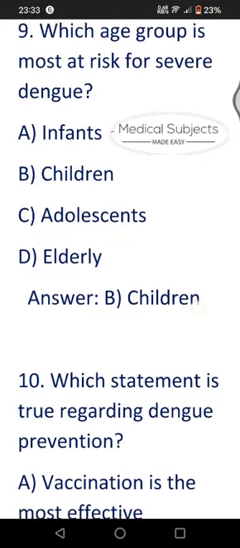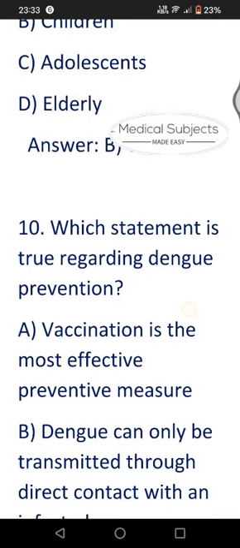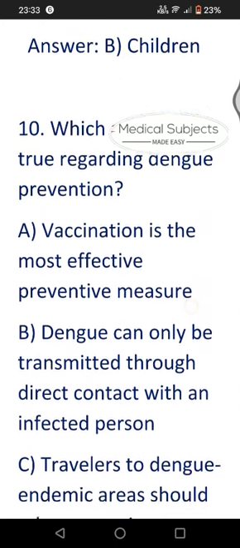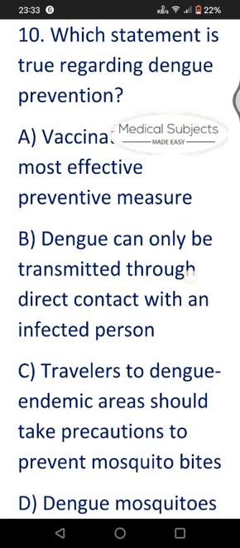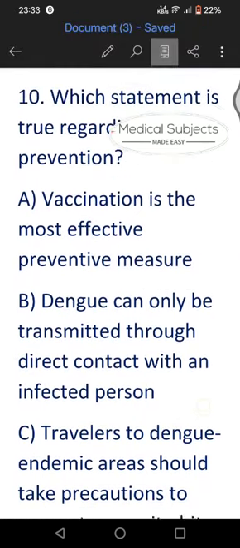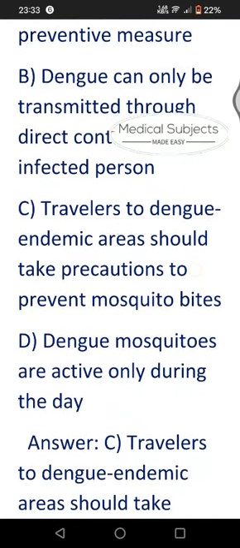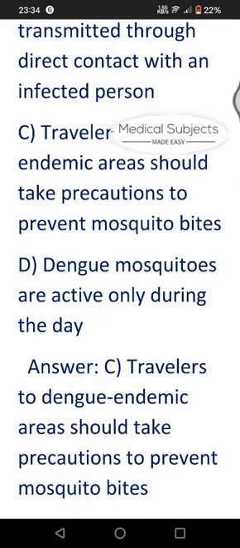Which statement is true regarding dengue prevention? A, vaccination is the most effective preventive measure. B, dengue can only be transmitted through direct contact with an infected person. C, travelers to dengue endemic areas should take precautions to prevent mosquito bites. D, dengue mosquitoes are active only during the day. So, which statement is true? Both C and D may confuse people, but it is actually C. Travelers to dengue endemic areas should take precautions to prevent mosquito bites.